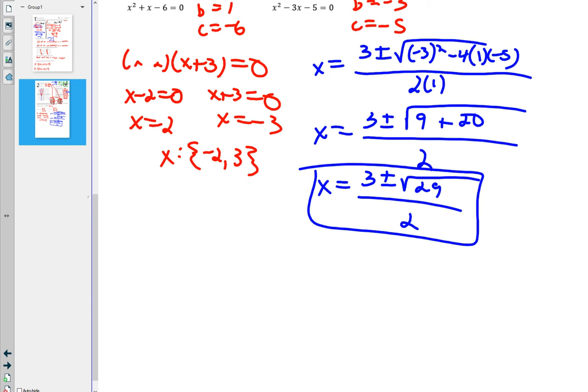Take out the 9. Yeah. 9 plus 20, yeah, but if you're going to take anything out, it has to be multiplication. So 29 is prime. You can't just take out a number just to take it out.